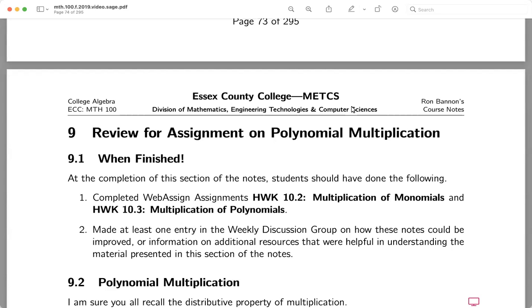Okay, we're in section 9 of the notes. This is the assignment on polynomial multiplication. It should seem somewhat of a review to you. You've done this in prior courses, whether it was at Essex or another school. You've certainly done this before.